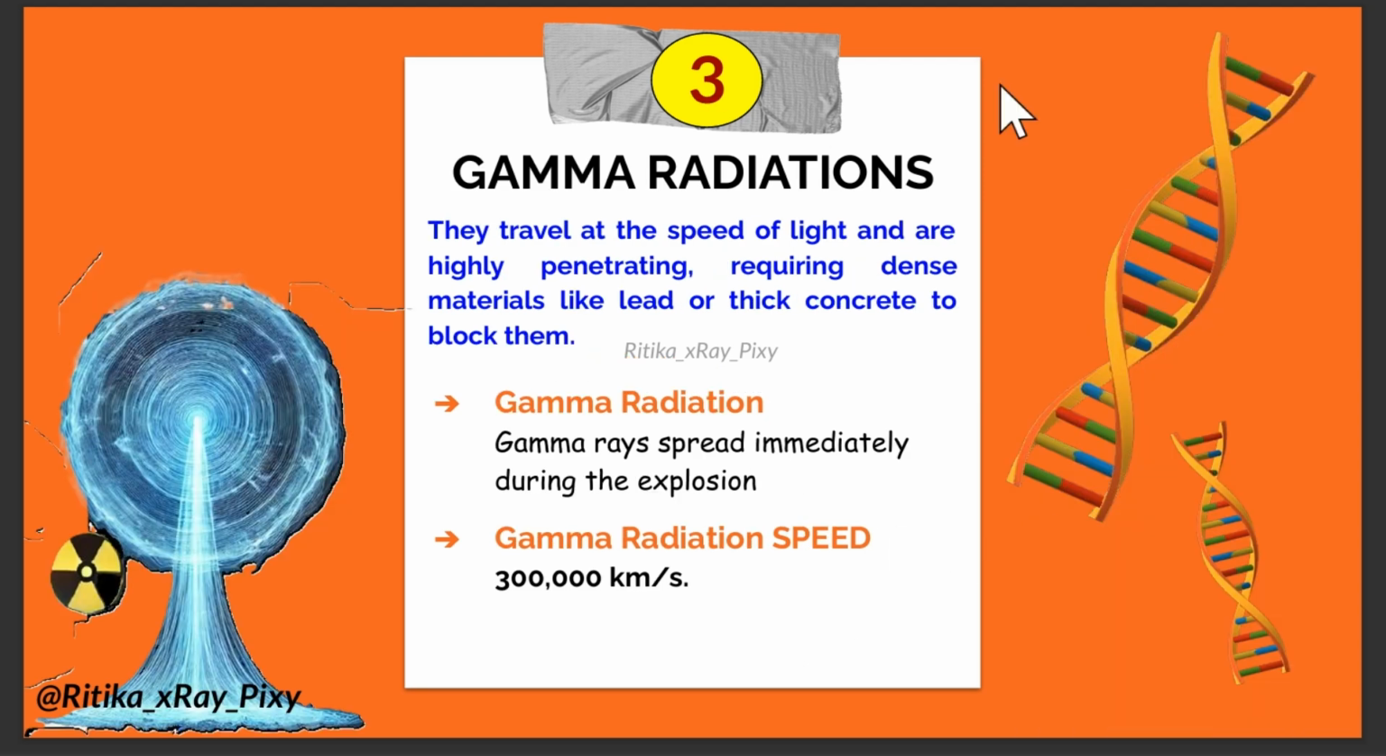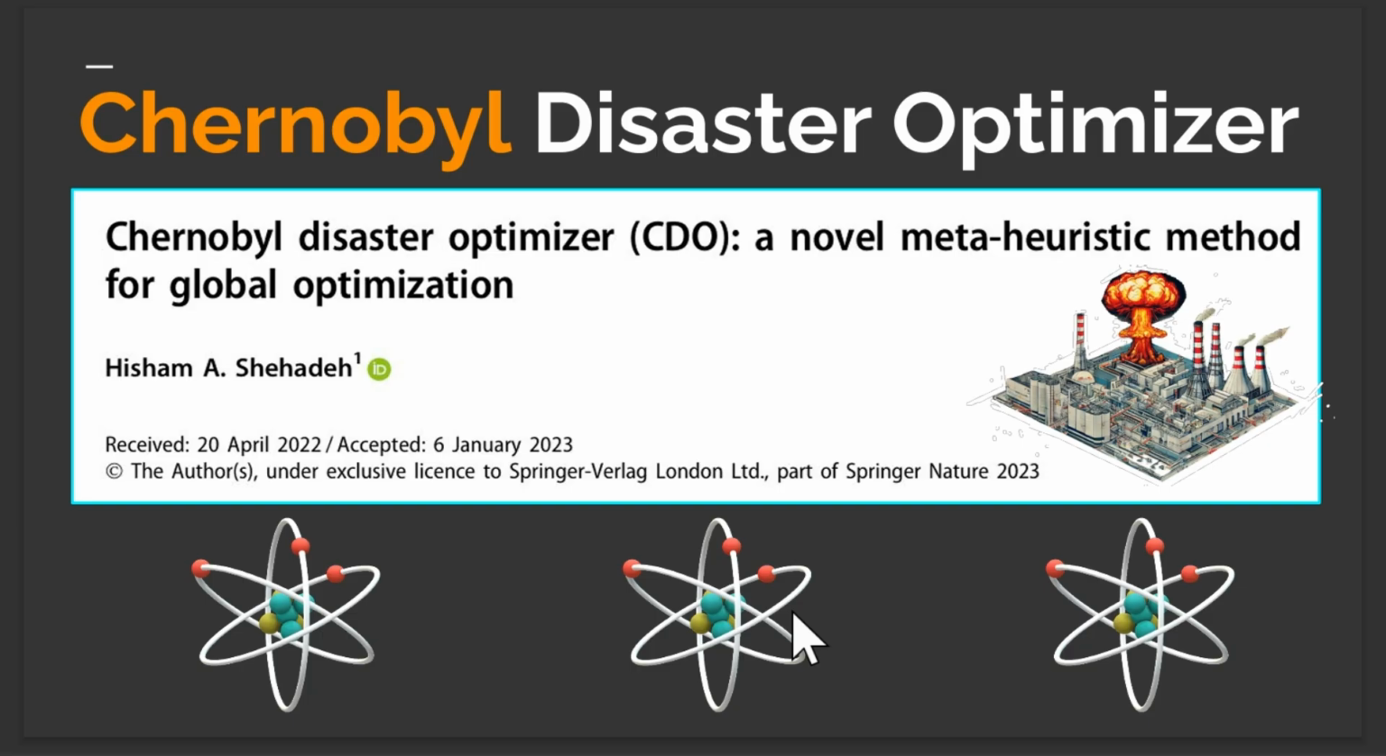Third, we have gamma radiation, which is high energy rays that can penetrate the body, causing severe damage to cells. They are extremely dangerous because they can damage cells and DNA even at a small distance. Gamma rays are not particles but electromagnetic waves like X rays. They travel at the speed of light and are highly penetrating, requiring dense material like lead or thick concrete to block them. This optimizer's inspiration from nuclear explosion dynamics and the harmful radiation effects makes it unique.